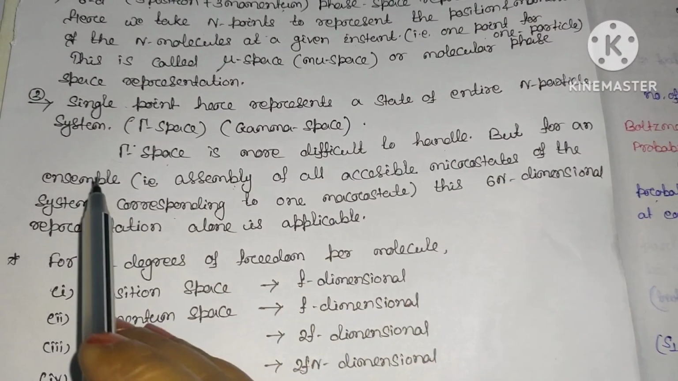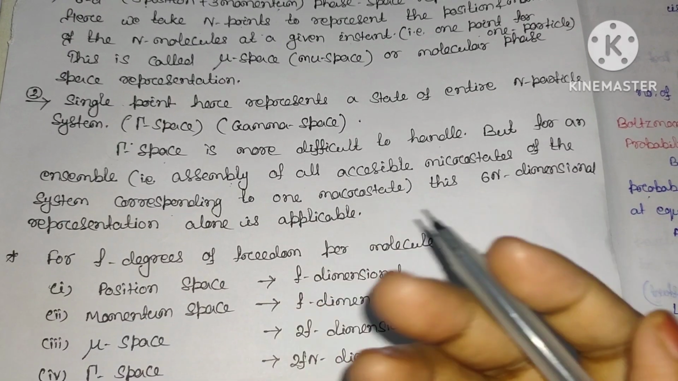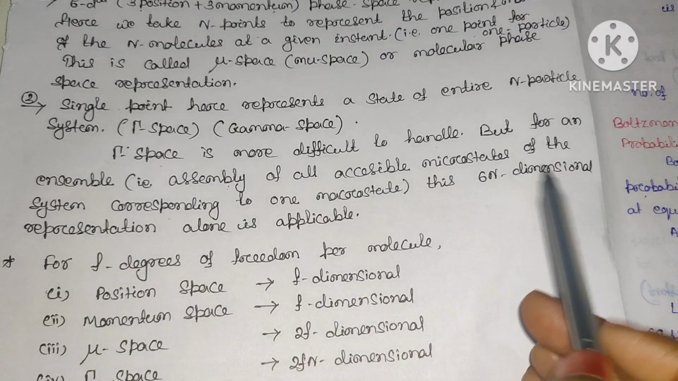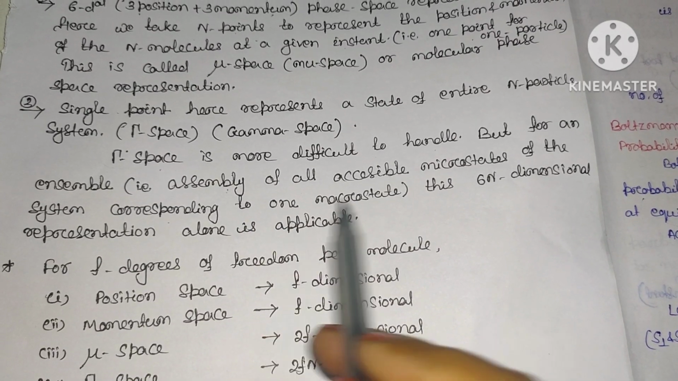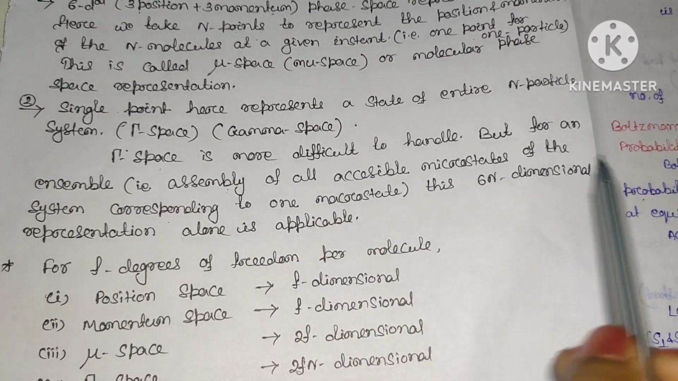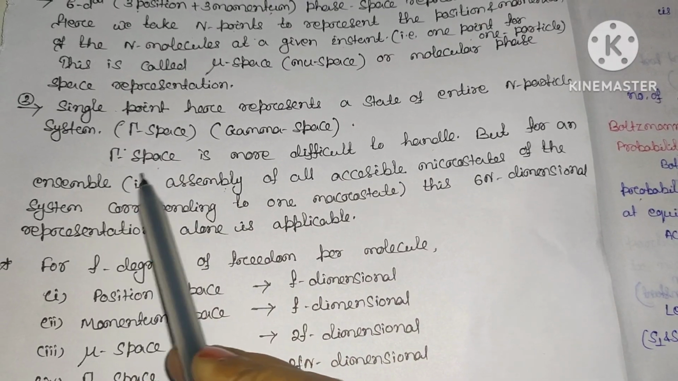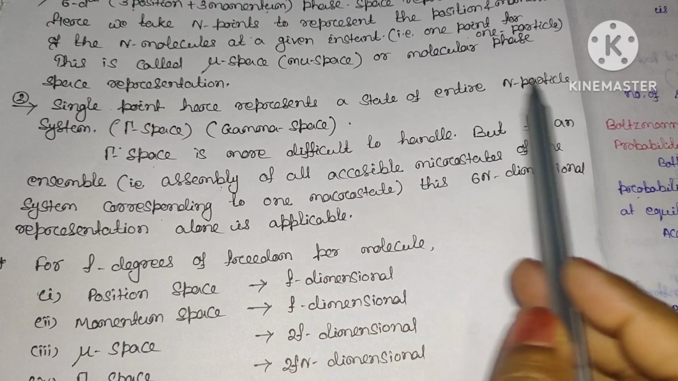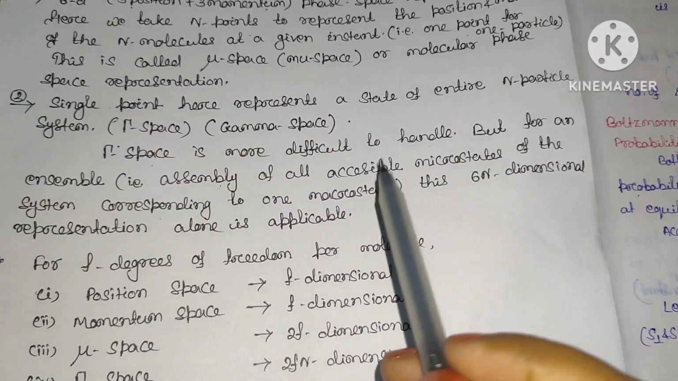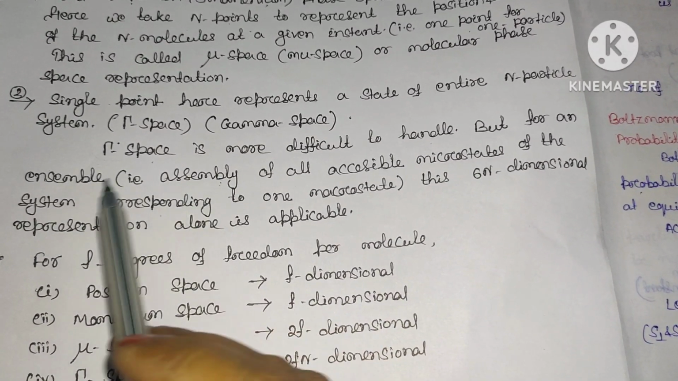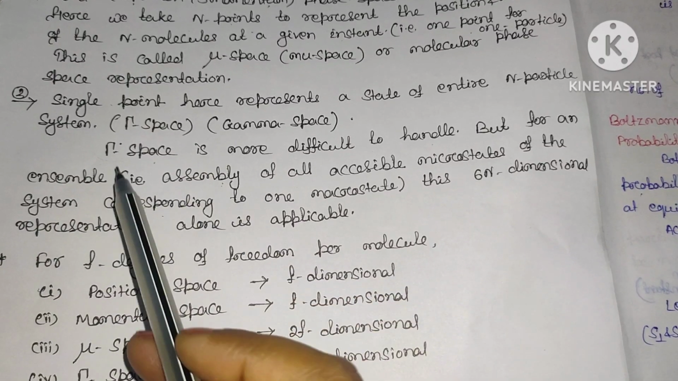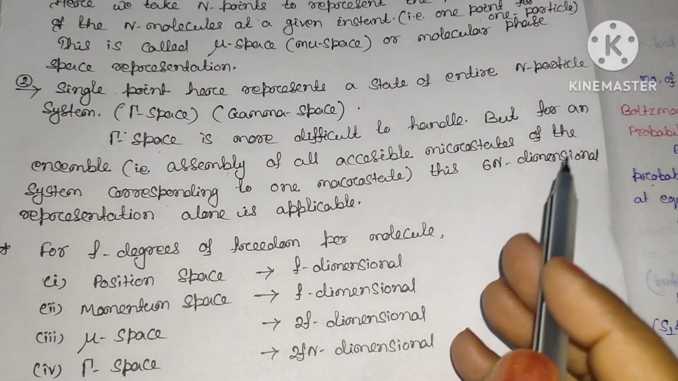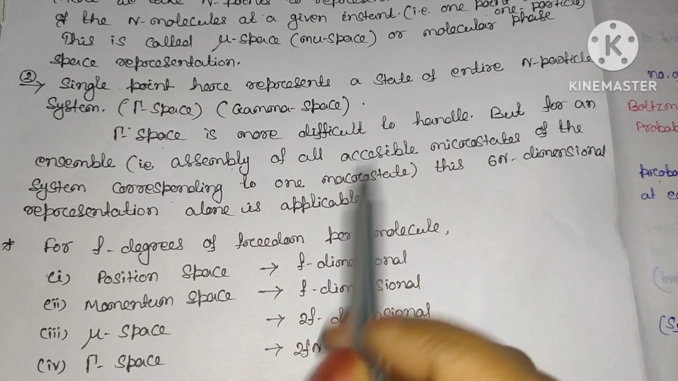But for an ensemble, meaning a collection of particles, that is an assembly of all accessible microstates of the system corresponding to one macrostate, we can say that for gamma space we are defining a single point. At a single point we are defining the entire n particle system. So this will help when we are defining the ensemble. So this 6n dimensional representation is applicable in case of ensemble.